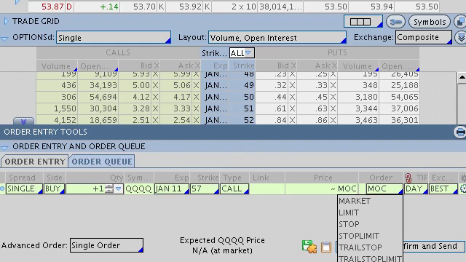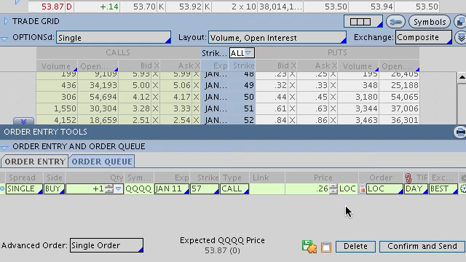The last is the limit on close. And again, basically this is saying, just like a limit order, that I want to buy this option at the close, but I'll only pay a limit price of, say, 25. Now again, if the market closes higher than 25, you're not going to get filled. But if it closes around 25, you may get a fill on this limit on close order. So again, those are the main types of orders that you can enter for an options trader. And again, this has been a very simplistic look at it.